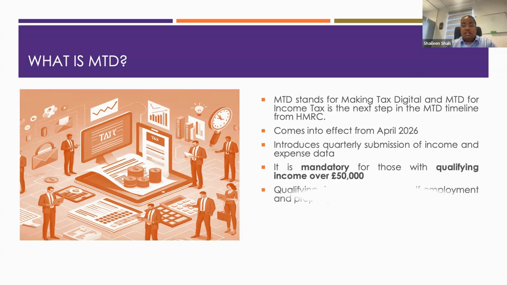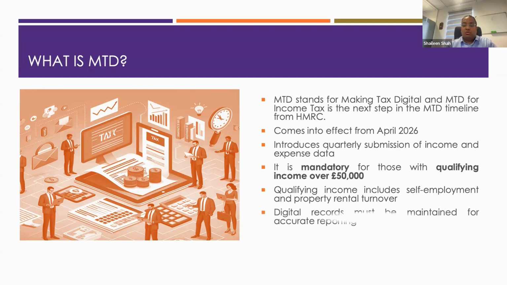And qualifying income includes self-employment and property rental turnover. So if you've got self-employment income or rental income which is more than £50,000, you will be affected by this. And what does that mean? Well, in simple terms, you've got to maintain digital records for accurate reporting. There is one change that is not a change. There is no change in the payment date. So you will continue to pay taxes on a 6-monthly basis for those of you paying payments on account. So that's 31st of January and 31st of July.